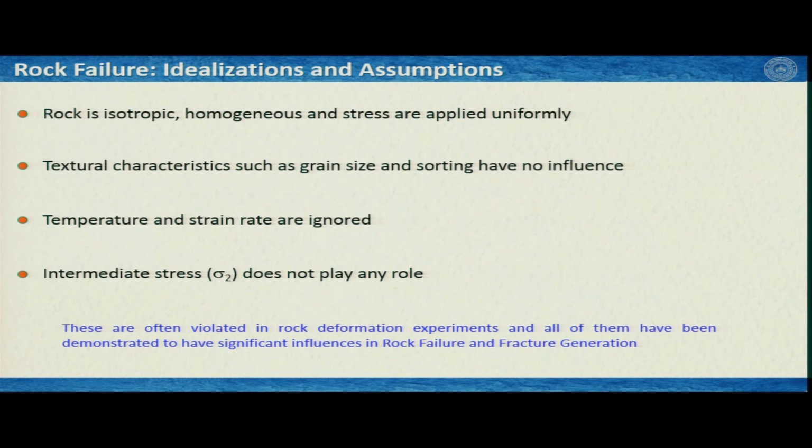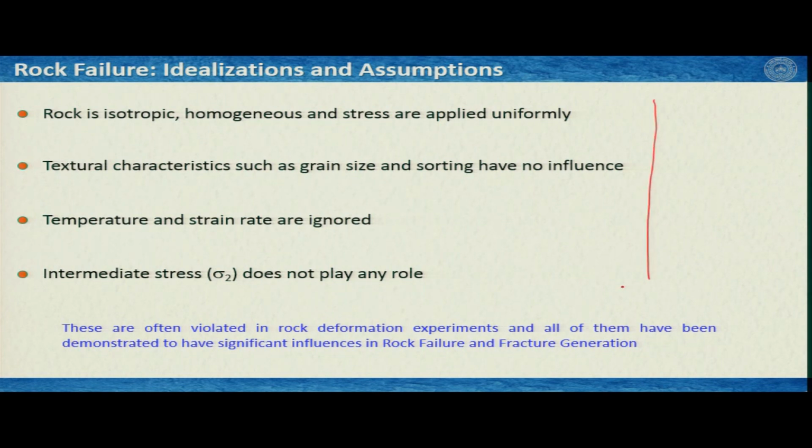But to do that, for these types of calibrations of fractures from experiments to the field, we have some sort of considerations, and these considerations are very, very ideal. So, one of these considerations is rock is isotropic, homogeneous, and stresses are applied uniformly. The second consideration is textural characteristics such as grain size and sorting have no influence. The third one is temperature and strain rates are ignored, and the fourth one is intermediate stress or sigma 2 does not play any role.